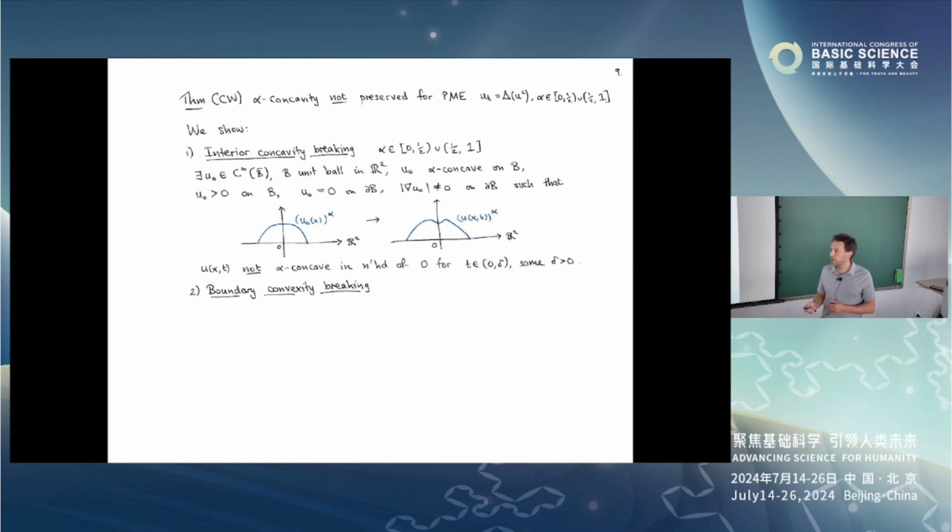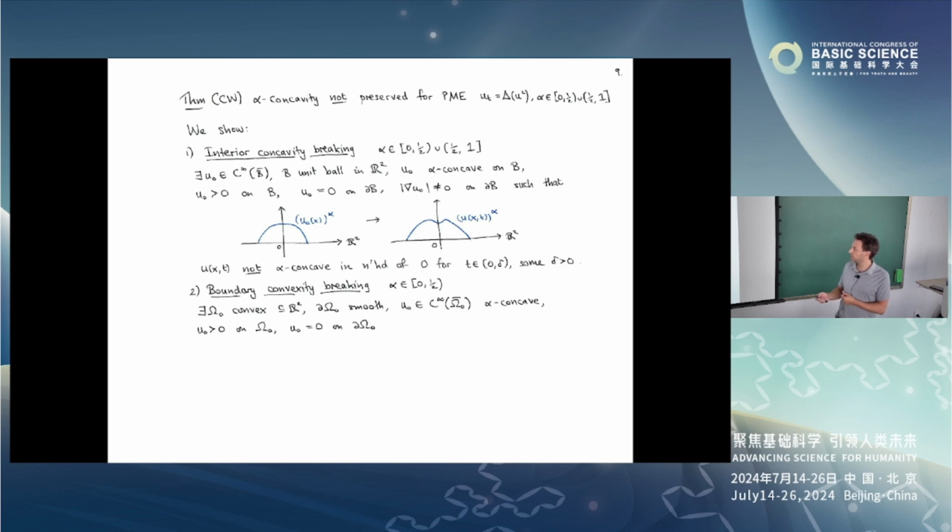The second thing we show is the so-called boundary convexity breaking. In this case, we have to restrict to alpha being between 0 and a half. What we do is construct a bounded convex set, capital omega naught, in R2, whose boundary is smooth. And we construct initial data, U naught, which is smooth on the closure of omega naught, and it's going to be alpha concave. It's positive on omega naught, and 0 on the boundary. And again, it's non-degenerate, which just means that it starts moving immediately.